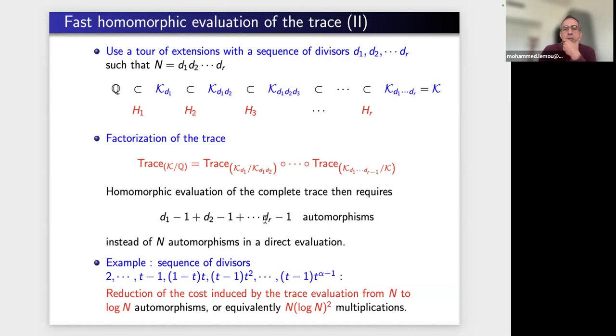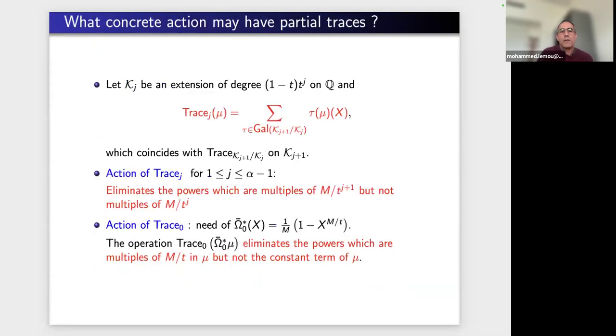D1 minus 1 plus D2 minus 2, etc., which is much smaller than the original complexity. For example, if you take this sequence of divisors of n, equal to T minus 1, T multiplied times T alpha minus 1, you see that we pass from n automorphisms to log n automorphisms. So it is a considerable gain.